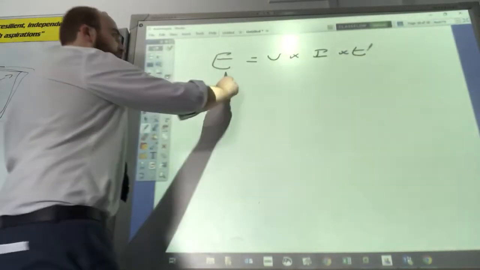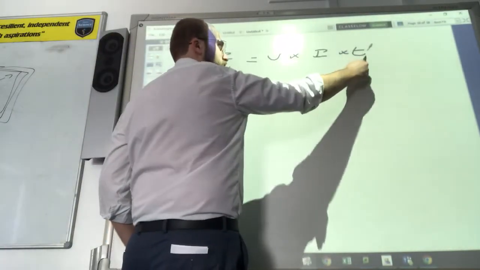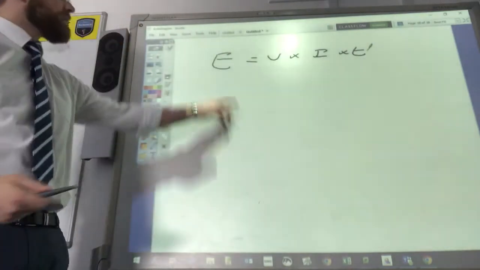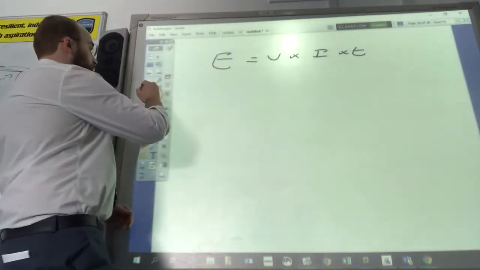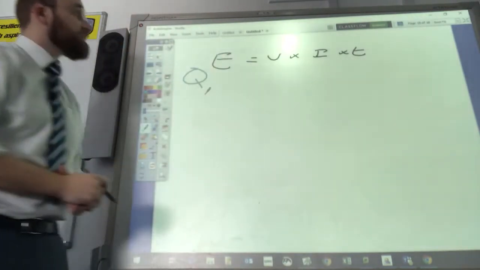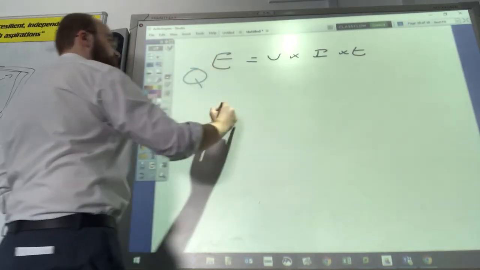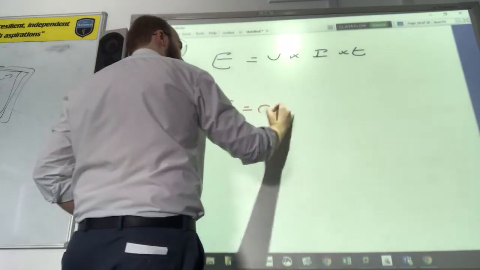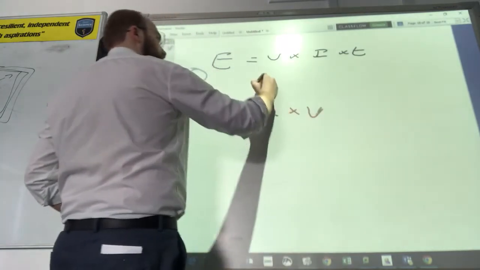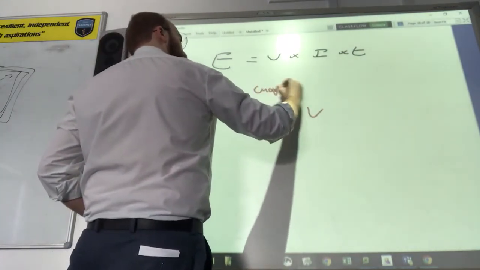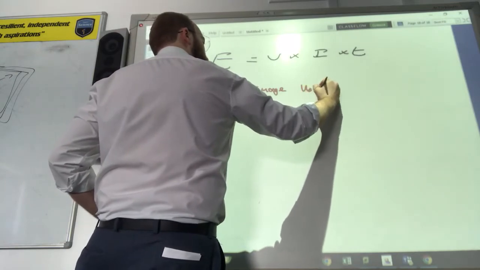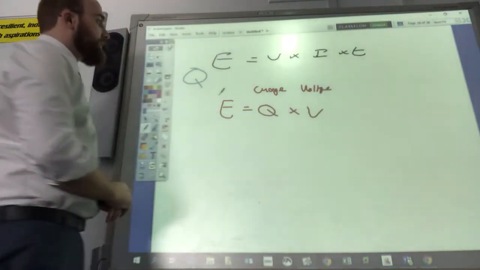The equation E is equal to voltage times current times time is given to you in the back of the book. E stands for energy. It can also be shown as Q in the back of the book. This equation is a derivative of the equation that you have to know in your head. E is equal to Q times V. Q stands for charge, V stands for voltage or potential difference, and E stands for energy.